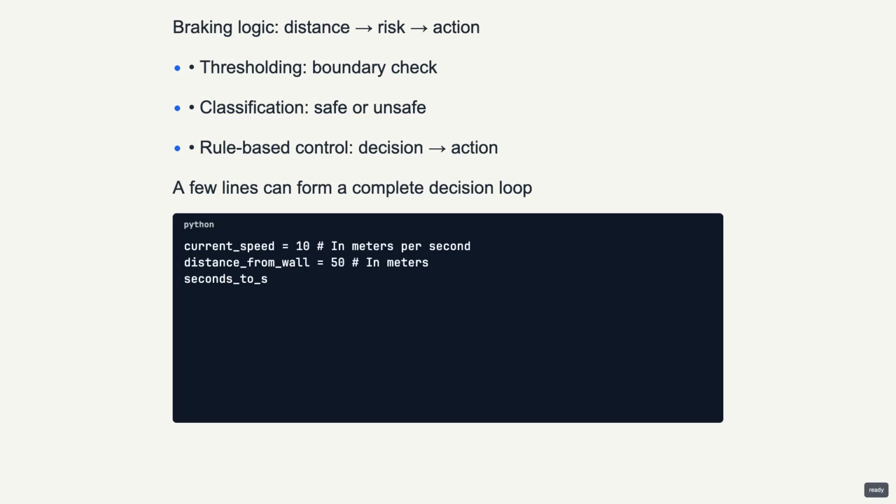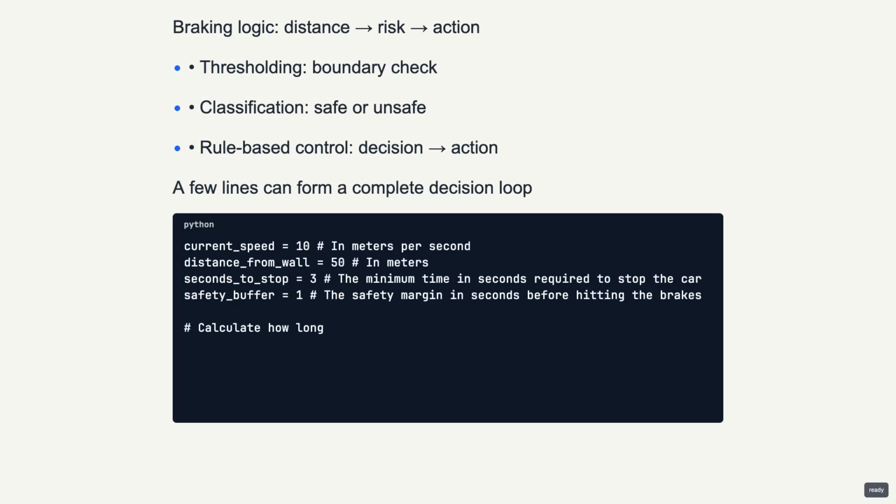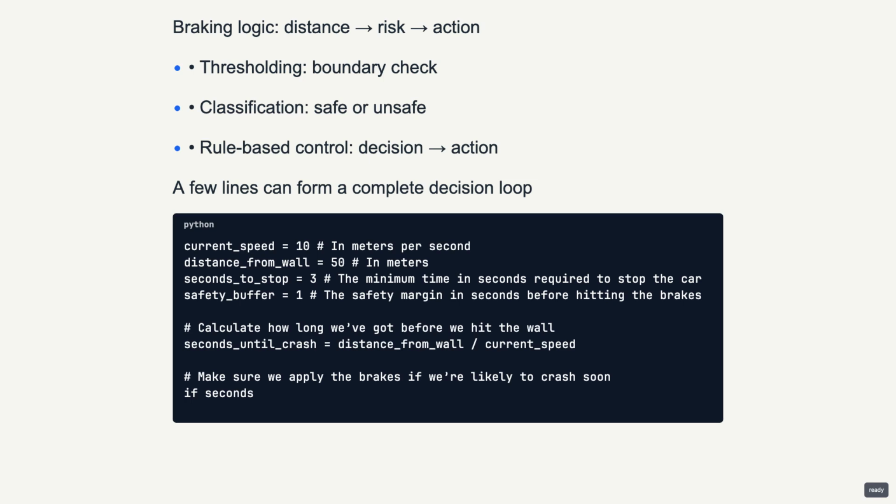The key idea sits in the comparison near the end. The code turns a distance and speed reading into time remaining, then checks whether that time is below the stopping requirement plus a safety margin. If it is, braking is triggered.